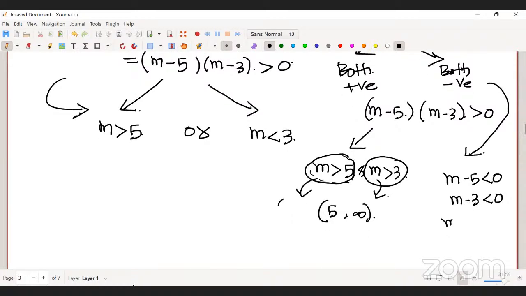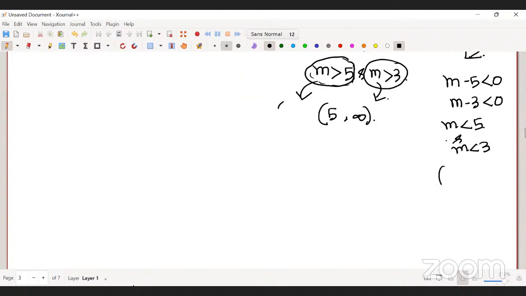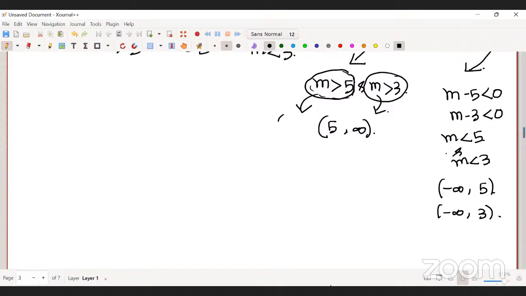That means m is less than 5, and m is less than 3. Now what is your common region? One is minus infinity to 5 and another one is minus infinity to 3. So what is the common region?